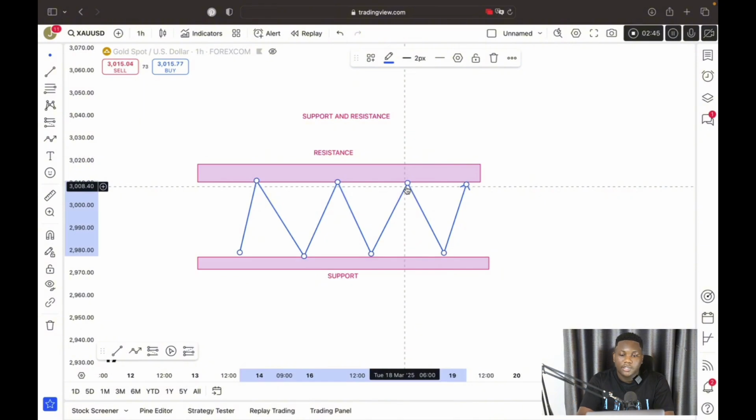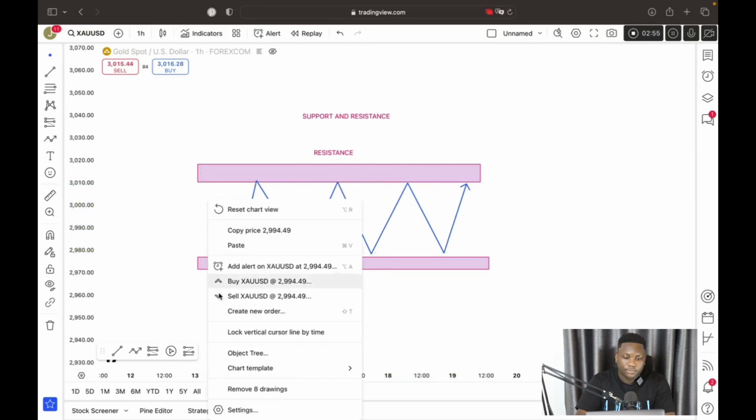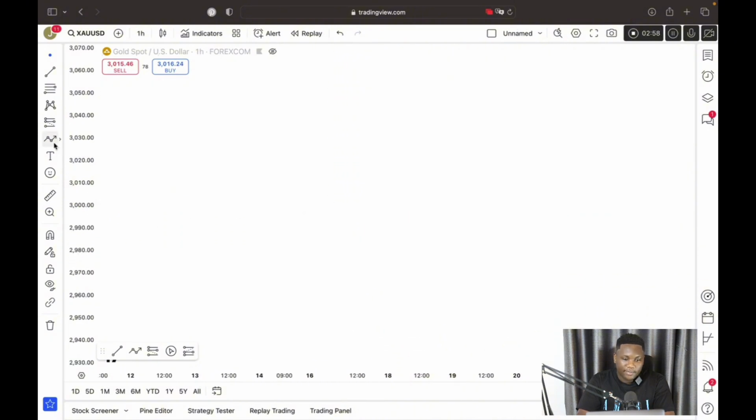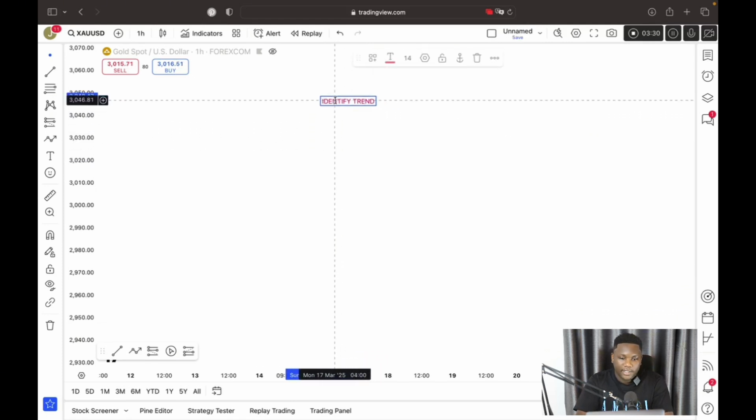So we are going to identify the market, we are going to identify the trend. Okay, we're going to identify the market trend. Let's mark here: identify the market trend.